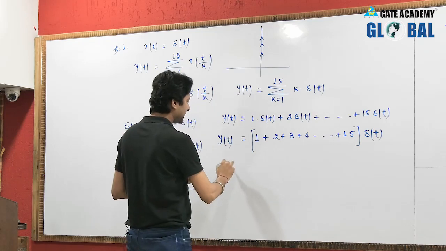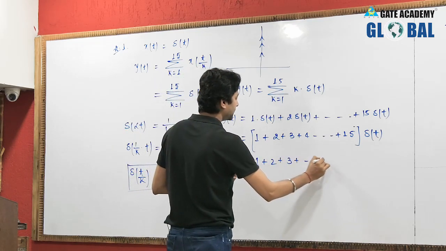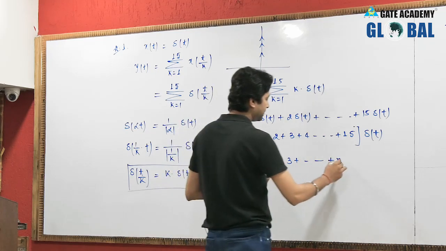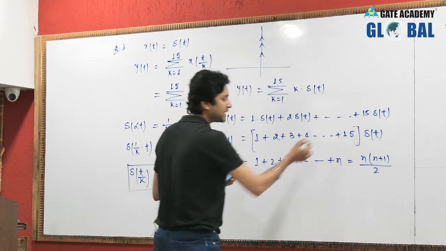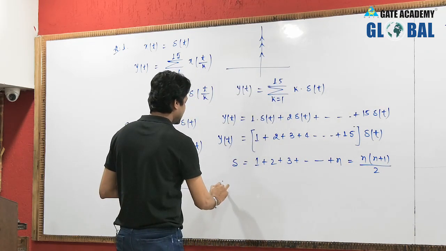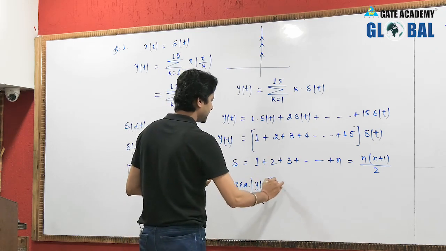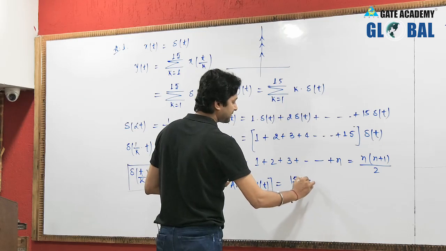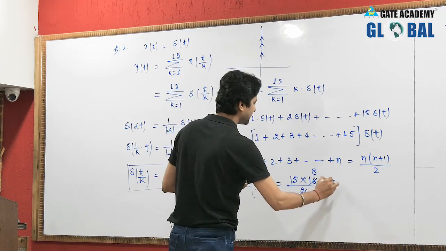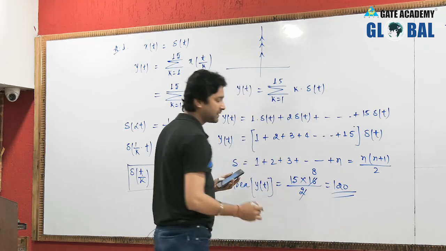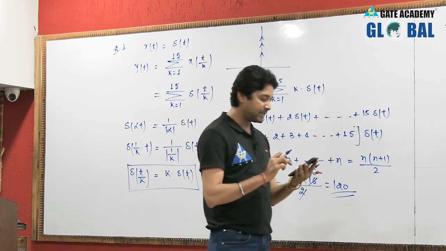You know that if s is equal to 1 plus 2 plus 3 plus up to n, then this sum is given as n into n plus 1 divided by 2. In this case, n is equal to 15. Therefore, the area of signal y of t is equal to 15 into 15 plus 1, that is 16, divided by 2, or 15 into 8, which is equal to 120. Most of you students will definitely get marks in this question. So for the first question, the correct answer is 120.